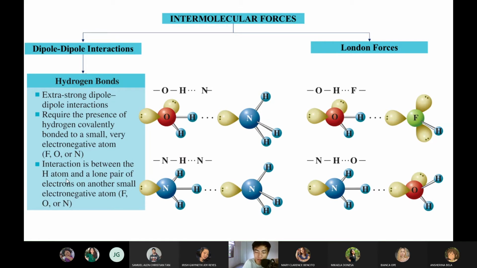So, this is only present if you have HF, NH, and OH bond. Okay? So if you have these types of bond, HF, NH, and OH bond, silang tatlo lang yung nagpo-form ng hydrogen bond. Okay? So saan natin ito makikita? Sa ating DNA. Okay? Bakit? Gusto niyo makita? Pakita natin.